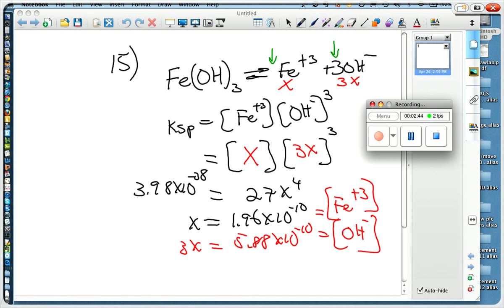So 1.96 times 10 to the negative 10th for iron, and 5.88 times 10 to the negative 10th for hydroxide.